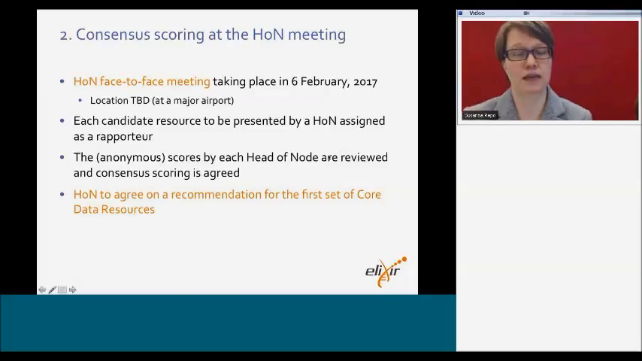The location for this meeting has not been determined yet, but it will be at a major airport in Europe. At this meeting, each candidate resource will be presented by a head of node assigned as the rapporteur. The anonymous scores of the heads of nodes are presented and discussed, and a consensus scoring for each candidate core data resource is agreed. As a whole, the heads of nodes will agree on the recommendation for the first set of core data resources at this meeting.